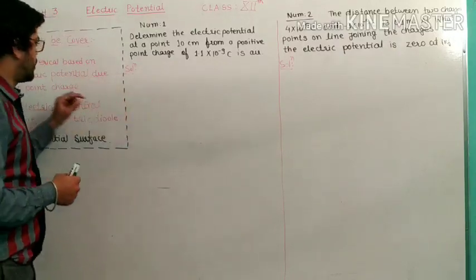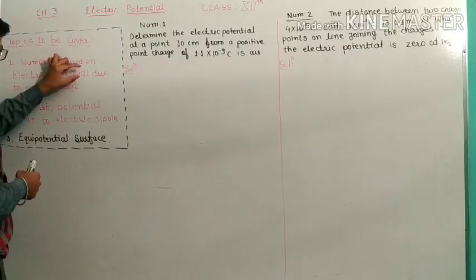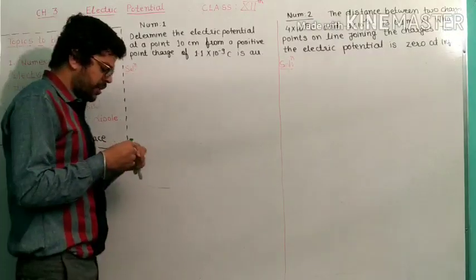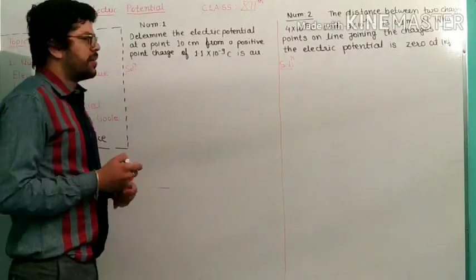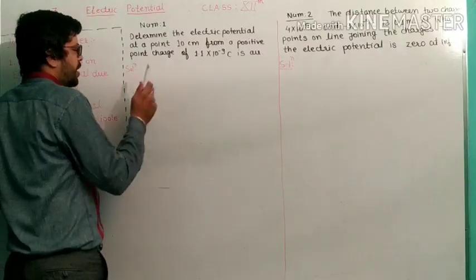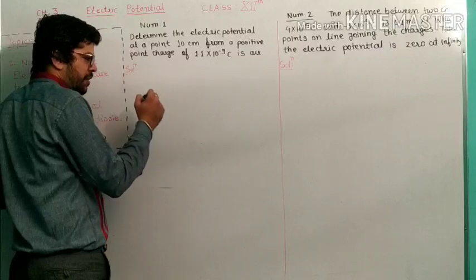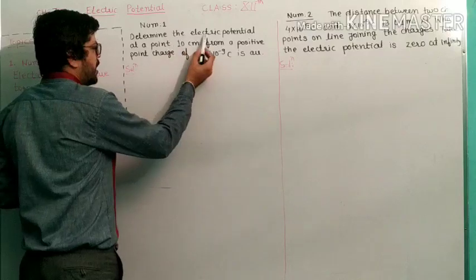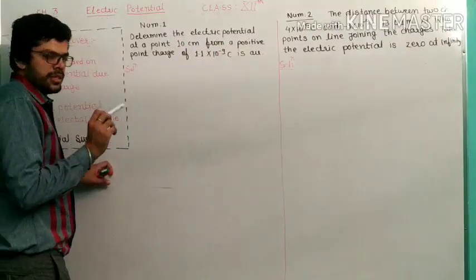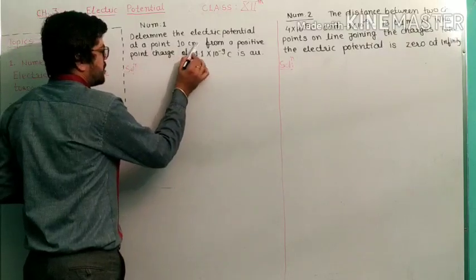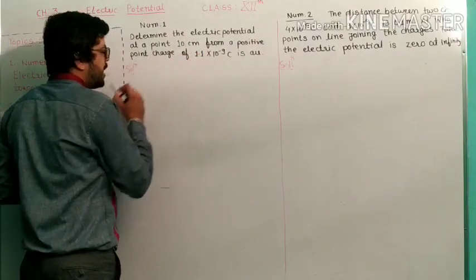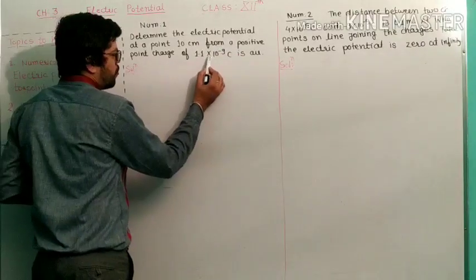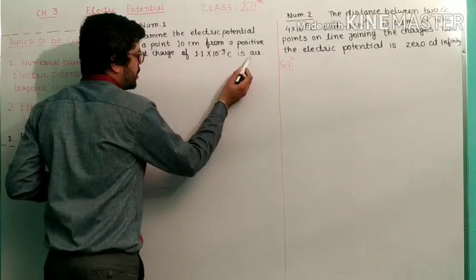There are two numericals based on electric potential due to a point charge. What basic understanding is required here? First I will read the numerical, then we will find the data, and then the solution. First numerical: determine the electric potential at a point 10 centimeter from a positive point charge of 1.1 into 10 to the power minus 9 coulomb in air.